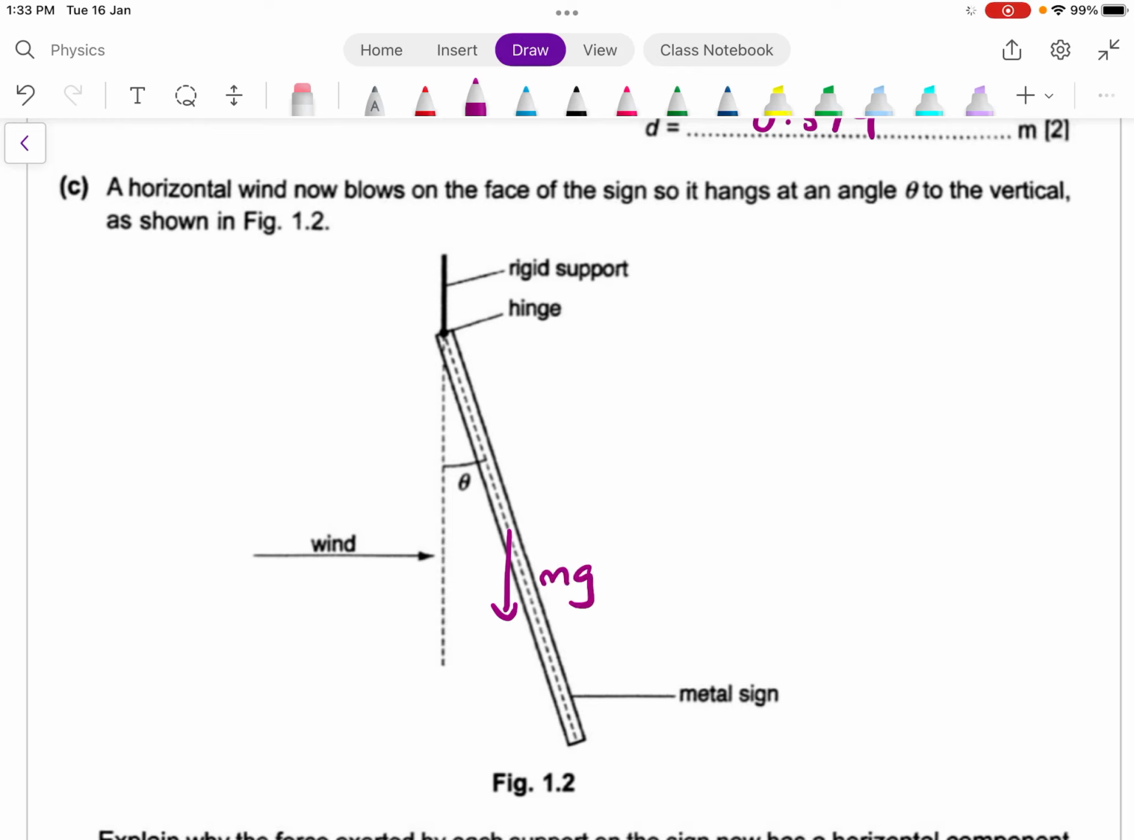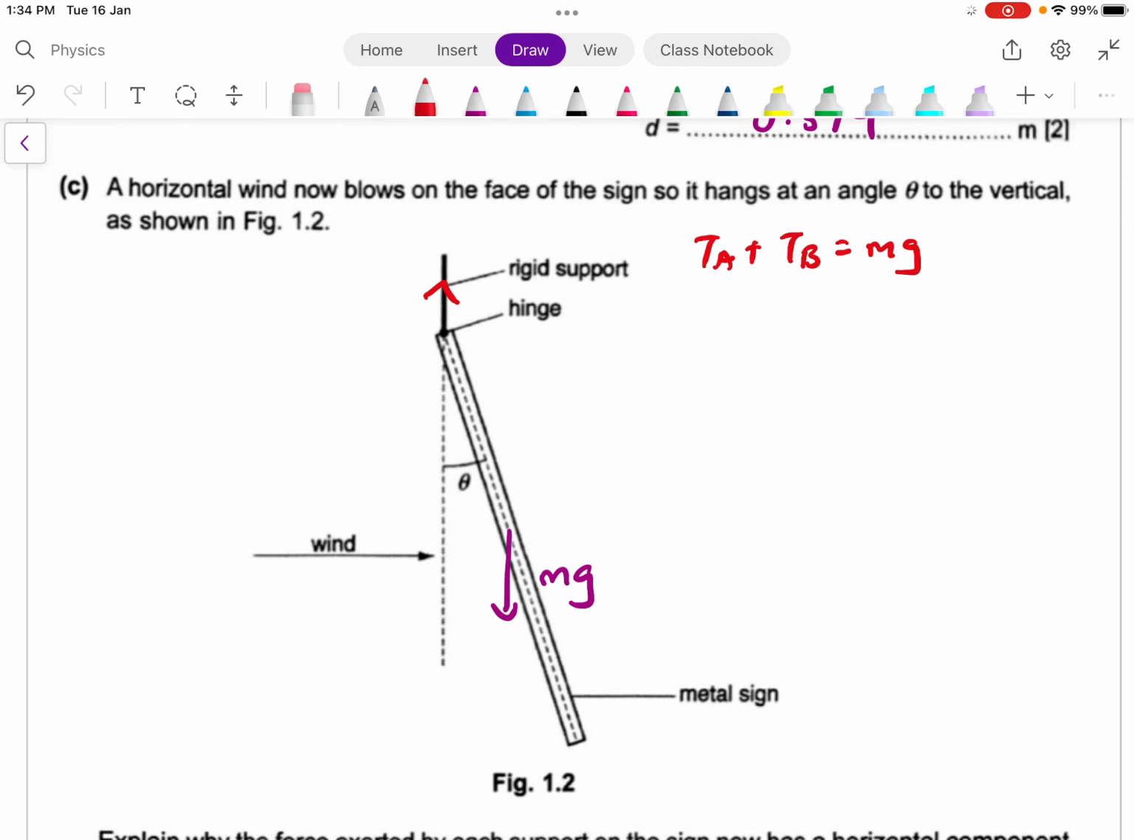Definitely the sum of the downward force must be equal to the sum of the upward force such that there's no resultant force in the vertical direction. So this is given as the rigid support. So the tension TA plus TB must be equal to the weight. Now there's a wind, and this wind is causing the metal sign to be in this orientation, meaning that it's still in equilibrium because it's not moving and not rotating.